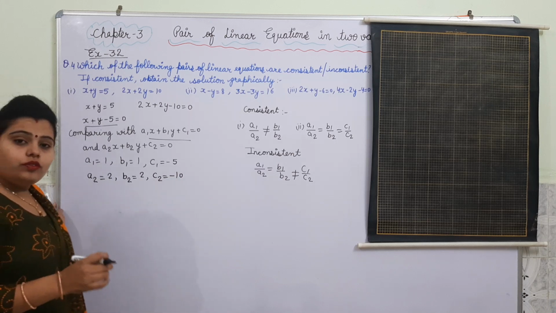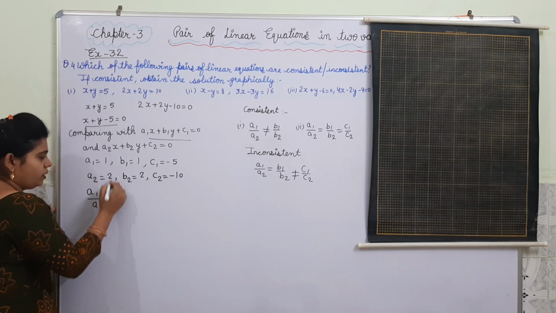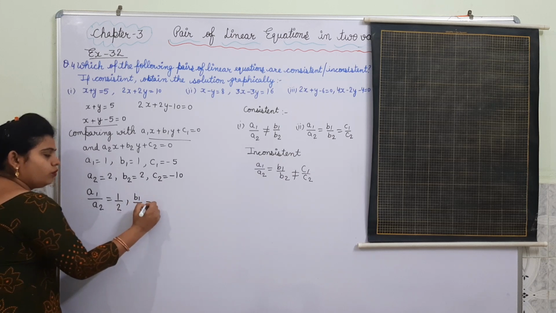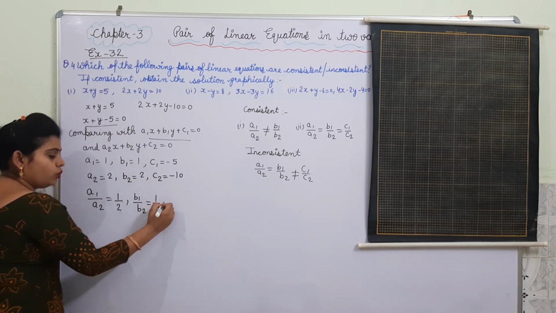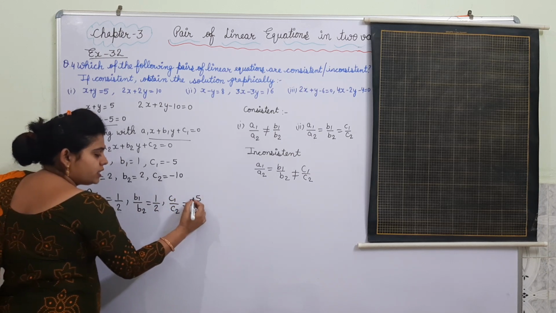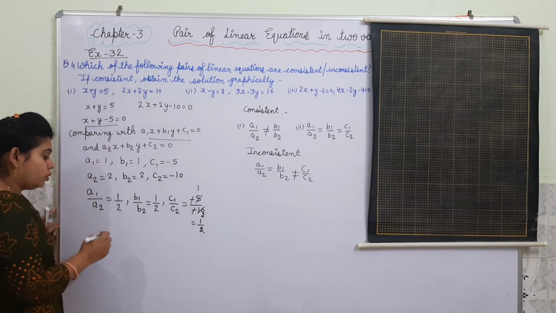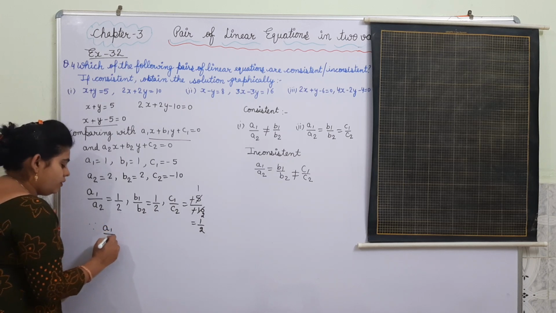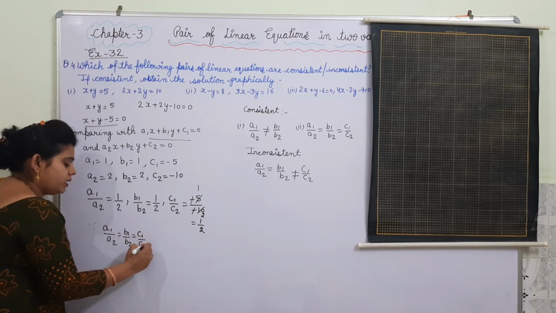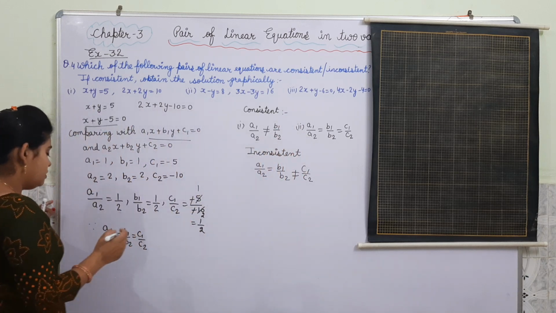Now dear students, we will find the ratios. a1 by a2, from here we will get 1 by 2. b1 by b2, from here we will get 1 by 2. c1 by c2, minus 5 by minus 10. Minus cancels out. 5 ones are 5, 5 twos are 10. Again we are getting 1 by 2. So dear students, because a1 by a2 is equal to b1 by b2 is equal to c1 by c2, it is the condition of a consistent pair of linear equations.